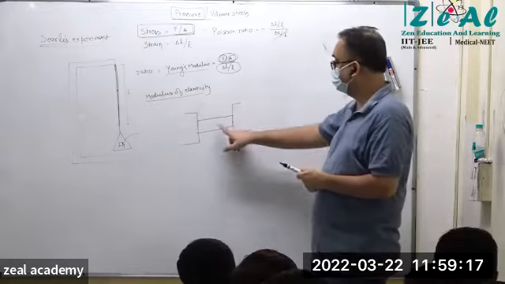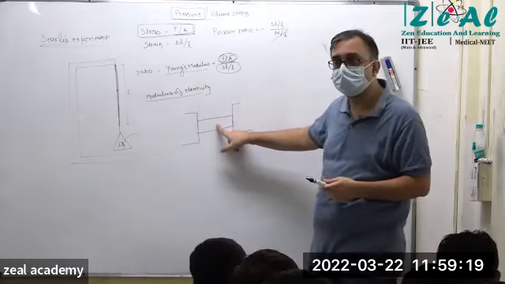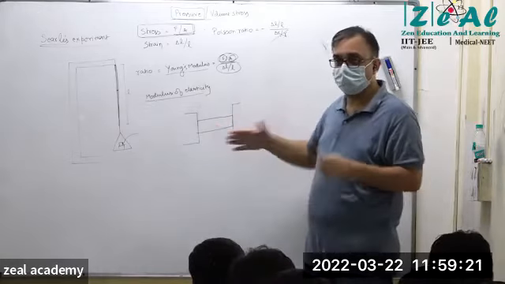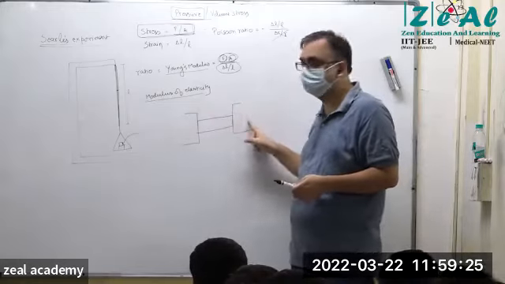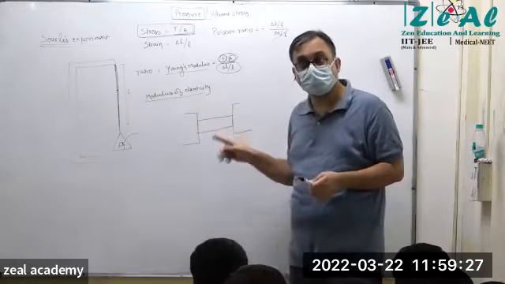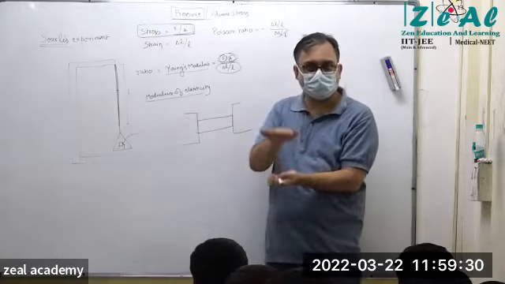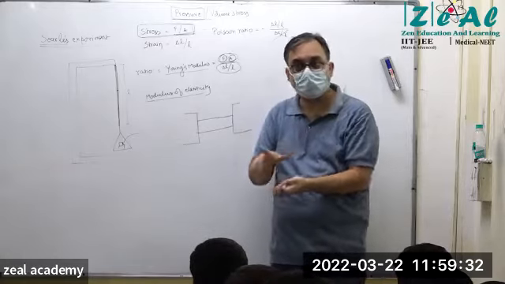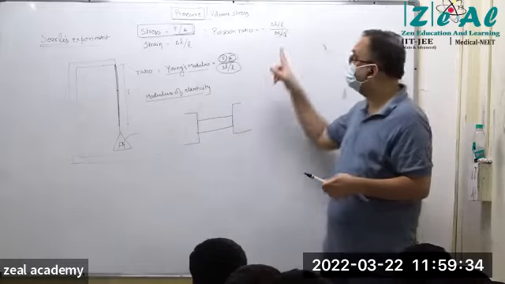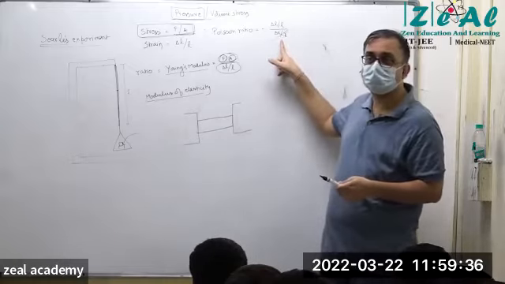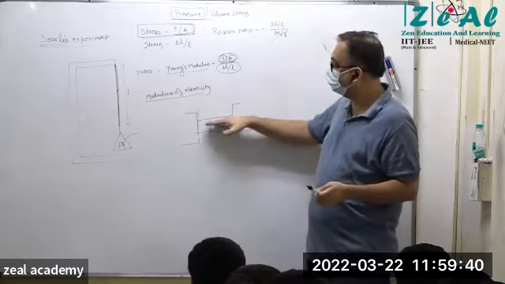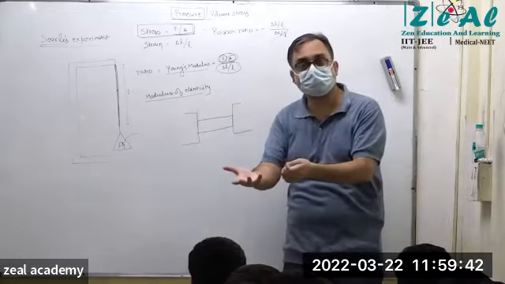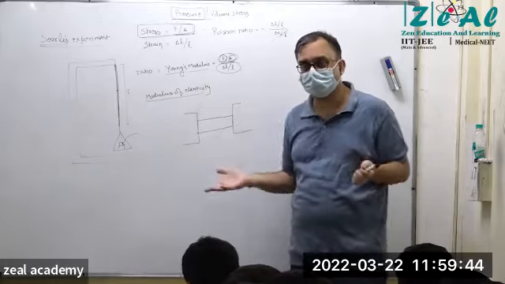So, if I heat this rod, the length should increase, but it is clamped between these two fixed walls. Therefore, your conclusion is absolutely right. The radius increases, but hum radius ke change ko consider nahi karenge, hai na? Iska radius increase hoga, answer is correct, but irrelevant. Hamari class ke liye.